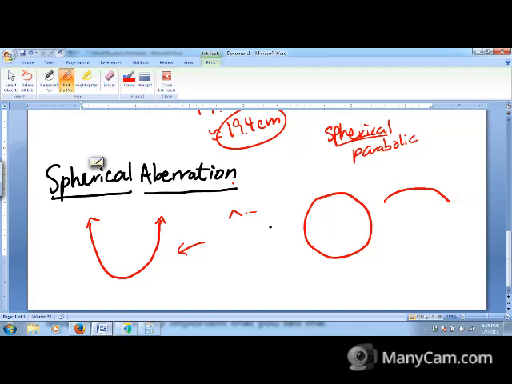This is called spherical aberration. Aberration is just another word for error or kind of mistake, and the error is that all these rays aren't coming together at the same point. So just in case you ever see that term aberration, that's what it means.